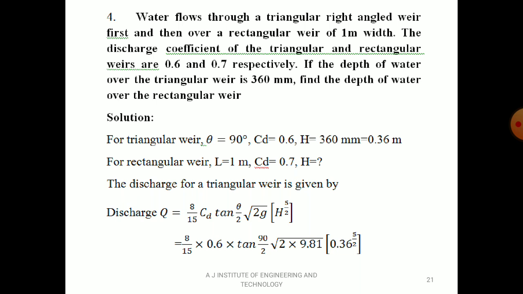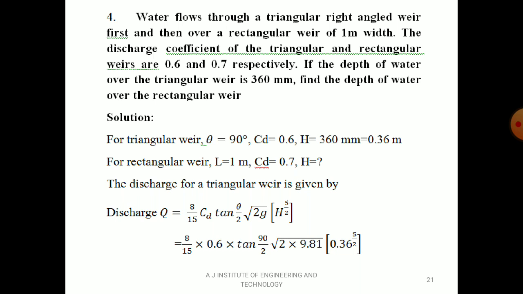So initially water flows through a triangular weir. From the triangular weir it is going to flow over the rectangular weir. So the head of water for the triangular weir is given, that is 360 mm. You are supposed to find the head of water over the rectangular weir. The coefficient of discharge is given separately for the triangular and rectangular weir. For the triangular weir it is 0.6 and for the rectangular weir it is 0.7. First we need to understand the concept. First we need to apply the discharge formula for the triangular weir. It is given as a right angled weir, that means theta equal to 90 degree. So solution for the triangular right angled weir: theta equal to 90 degree, CD equal to 0.6, H equal to 360 mm, or that is equal to 0.36 meter.